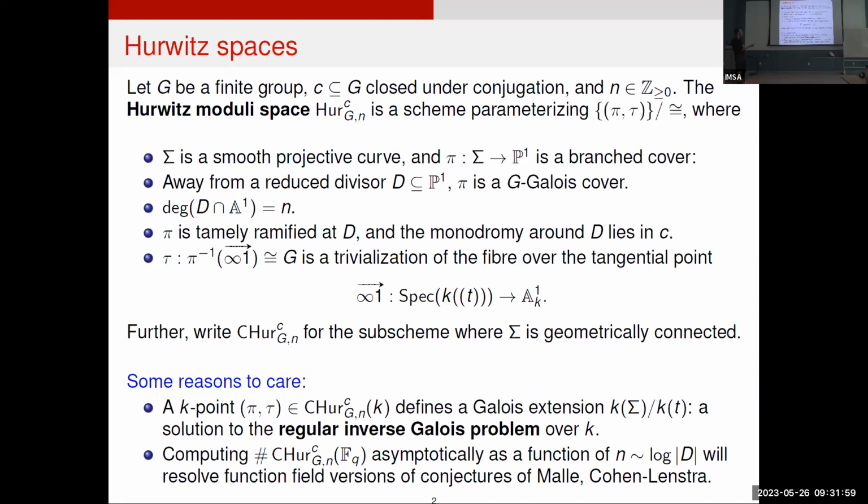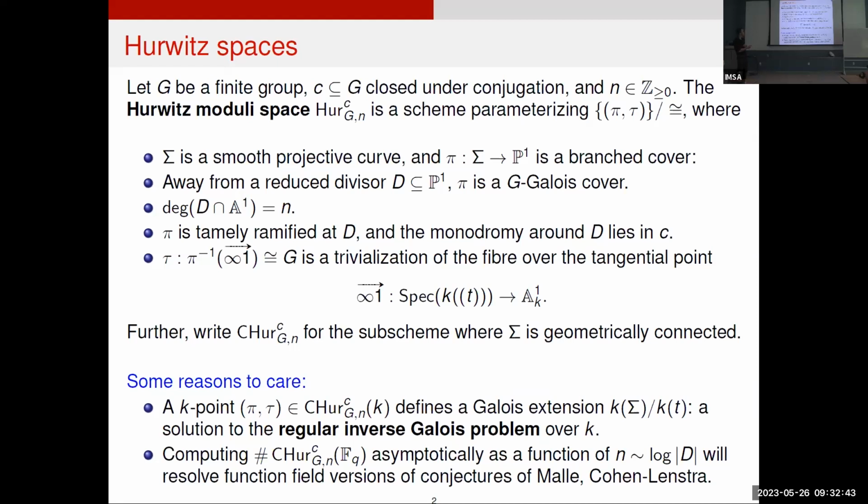So what does it do? It parameterizes maps from a curve to P1, and that curve is going to be a branch covering. So there's a divisor, which is the branch locus of the covering, and away from that divisor this is actually a cover, it's a G-Galois cover. So the number n is telling me the number of branch points. The degree of the divisor in the affine line is n. The map is ramified on the branch locus, on the divisor where it's ramified.